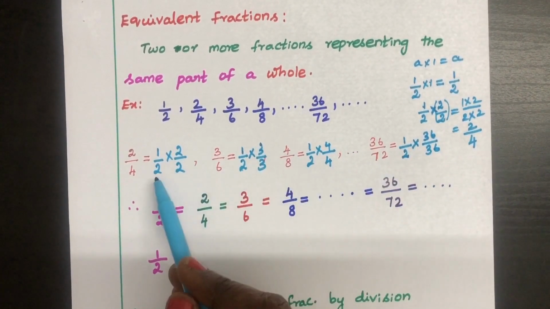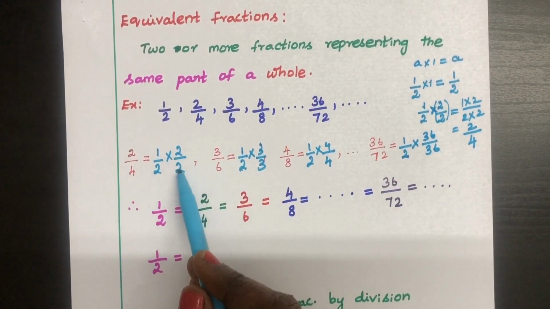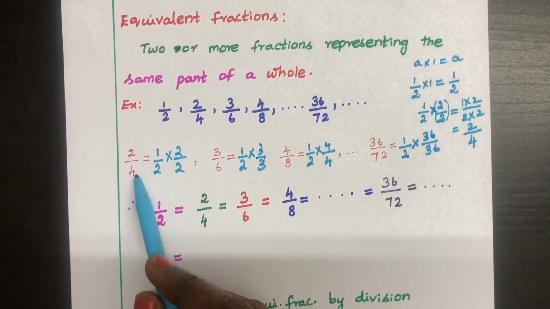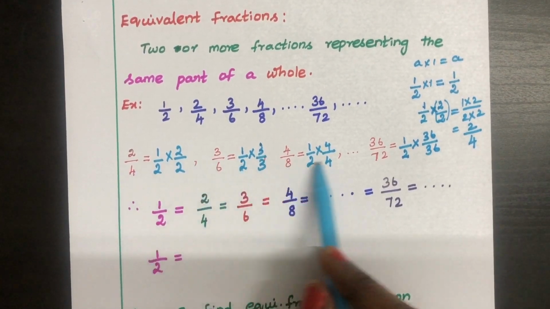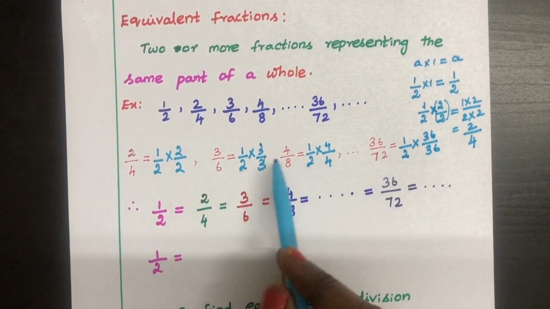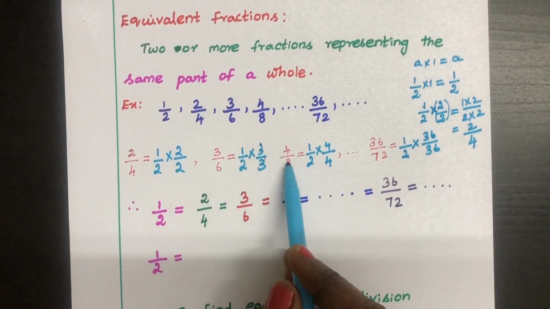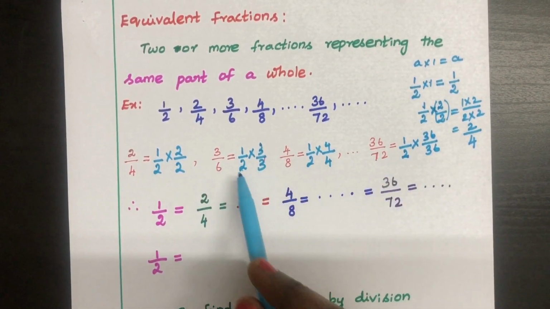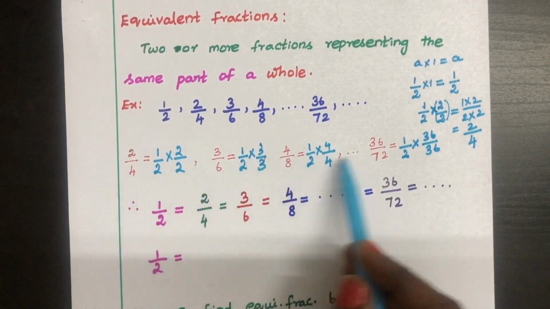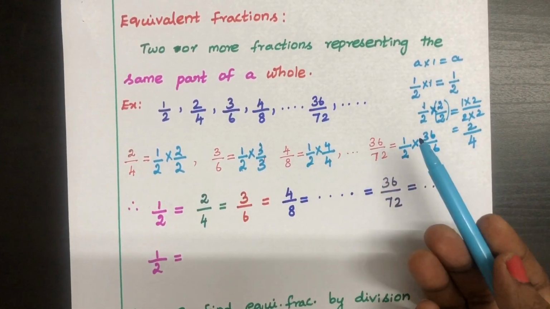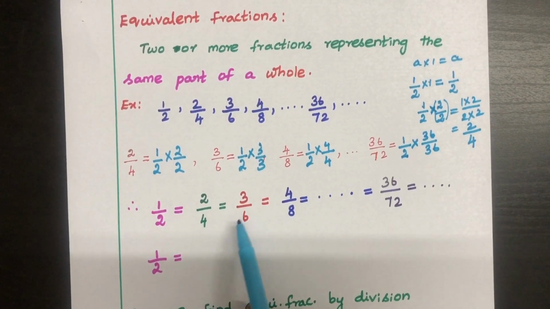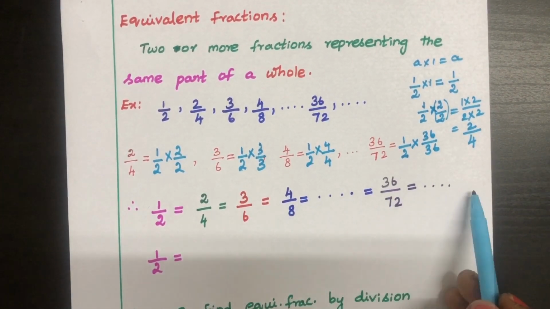So, all these are equivalent fractions. See, 2 by 2 is nothing but 1 alone. So, this 1 by 2 is equal to 2 by 4. Similarly, 1 by 2 is equivalent to all the other fractions. So, this 4 by 8 is equal to 3 by 6. Each and every fraction in this series is equal to one another. Therefore, 1 by 2 is equal to 2 by 4 equal to 3 by 6 and so on.